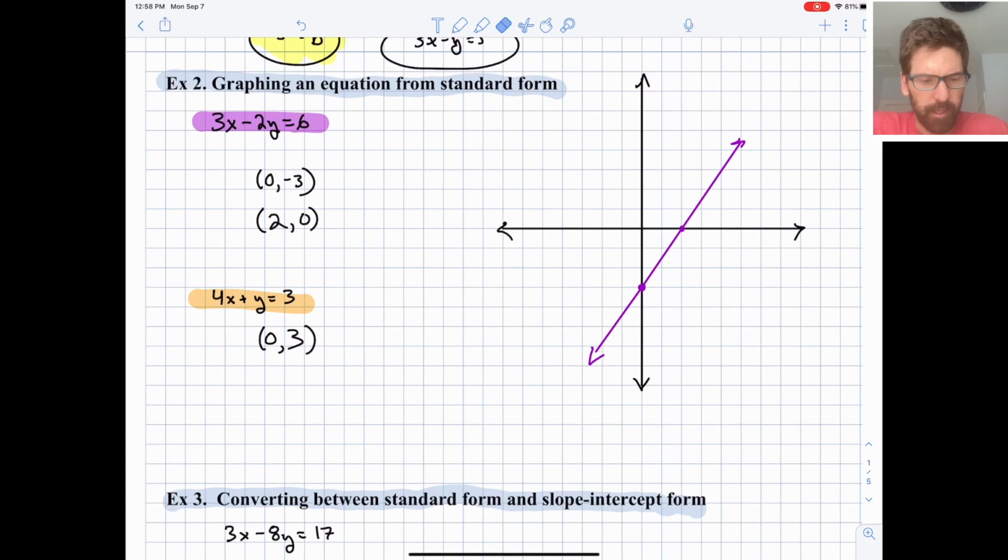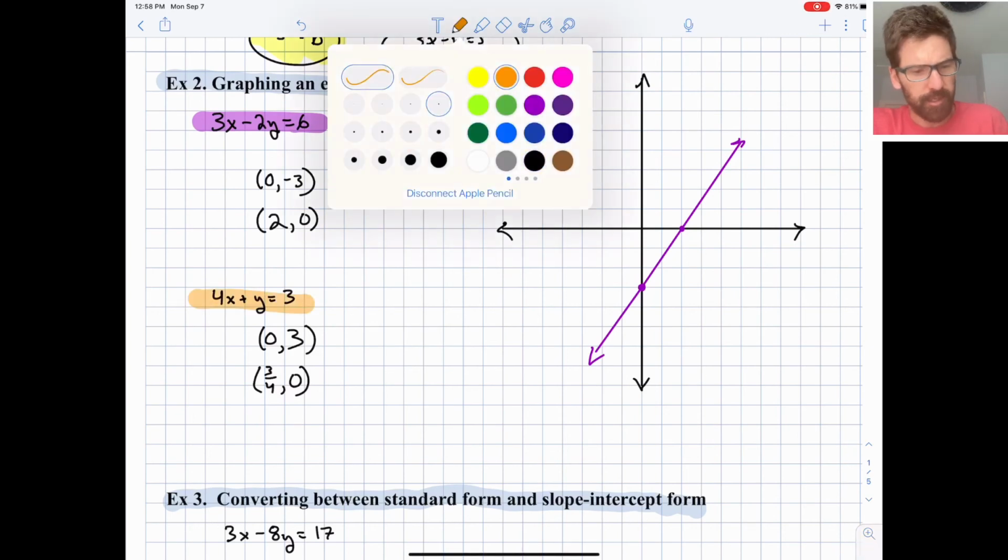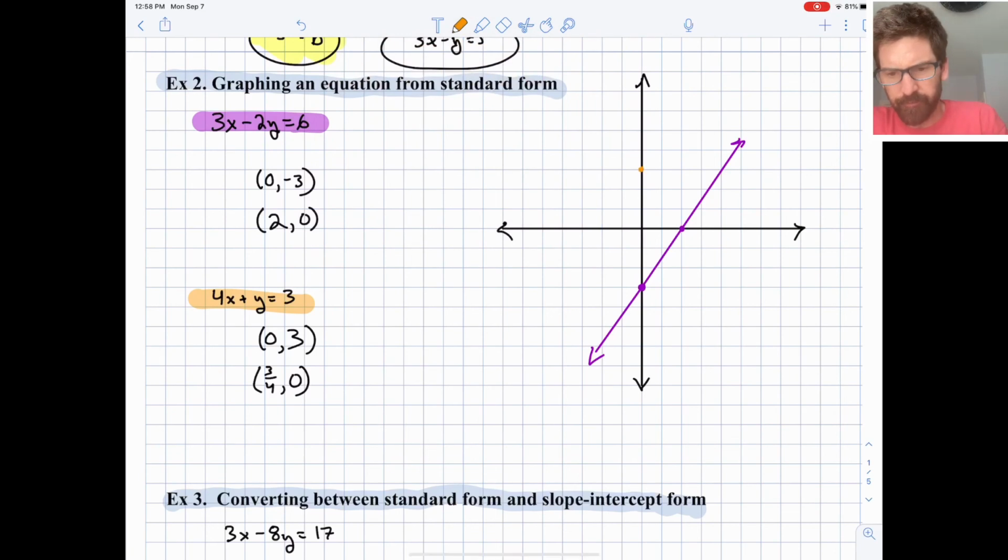We can separately plug in 0 for y and try to figure out what x is equal to. So our y term goes away. And I hope you can see that x will be 3/4. Dividing both sides by 4, we get x is 3/4, or 0.75. So once again, we can try to graph these up. We have over 0, up 3, and we have over 3/4, up 0, right down in there. Let's see if that works. Okay, that looks pretty good.